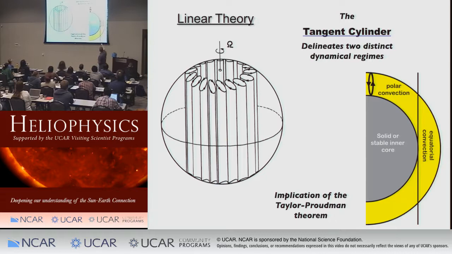Outside what's called the tangent cylinder. So the tangent cylinder is a cylindrical surface that's aligned with the rotation axis and tangent to the lower boundary of the convection zone. So this really delineates two different dynamical regimes for the convection. You have polar modes and you have equatorial modes. So banana cells live out here. And then up here you have long, skinny convection cells that are more vertically oriented.